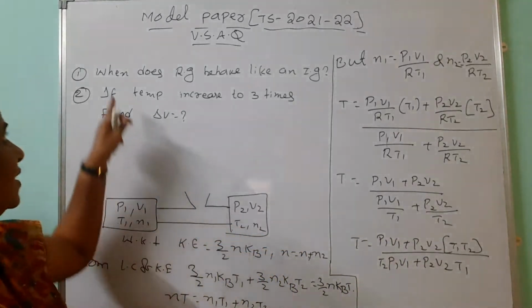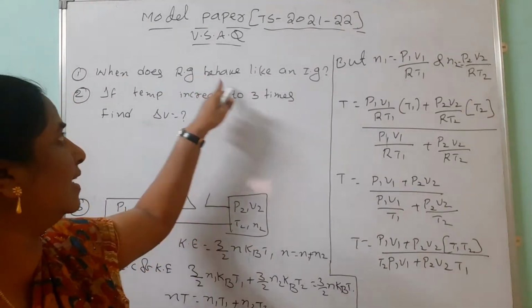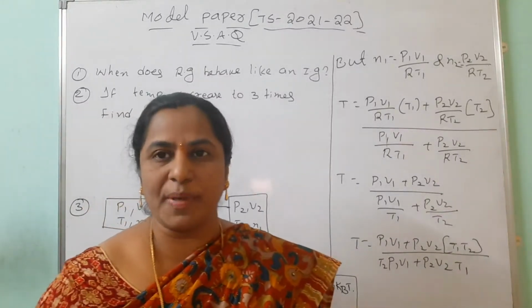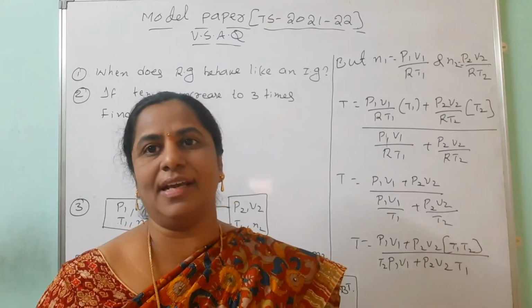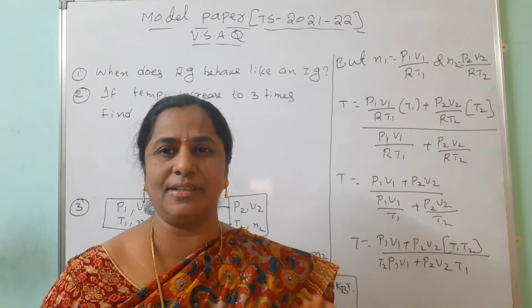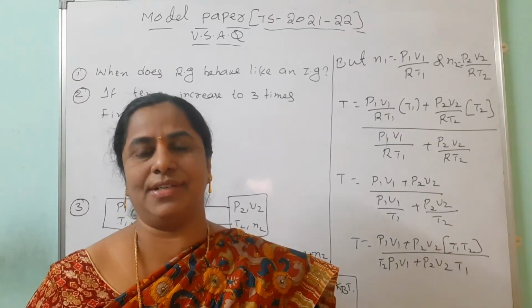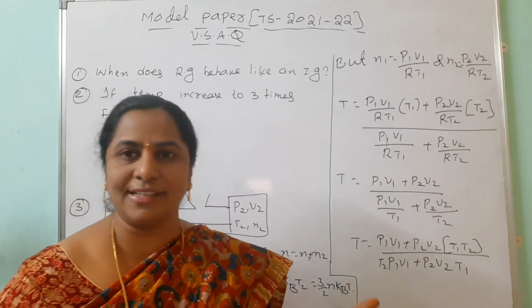Look here. When does a real gas behave like an ideal gas? See, at low pressures and high temperatures, real gases behave like an ideal gas. So just write these steps only: at low pressures and at high temperatures, real gases behave like ideal gases. Over, you will get the 2 marks.